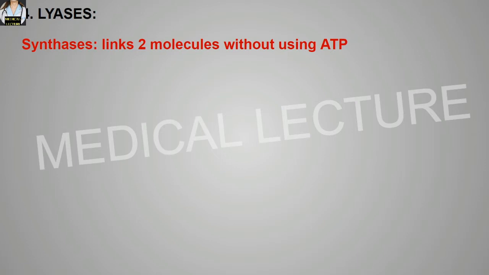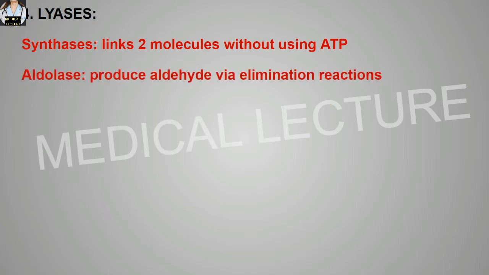Over here, don't get confused between the synthases and the synthetases. Synthases come in the lyases, in class 4, while synthetases come in class 6, the ligases. So synthase in class 4, synthetase in class 6. We'll discuss synthetase in class 6 later, but right now remember that in class 4 we have synthases and in class 6 we have synthetases. Synthase links two molecules without using ATP.